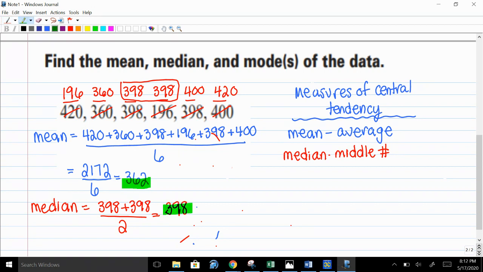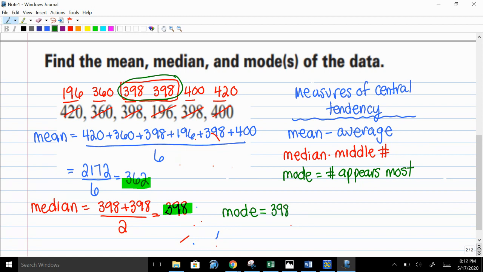Last but certainly not least is the mode. The mode is the easiest one. The mode is the number that appears most. You look at your data, and whatever number appears the most, that's your mode. In this set of data, 398 is the only one that appears twice, so 398 is your mode. Pretty simple, pretty straightforward.